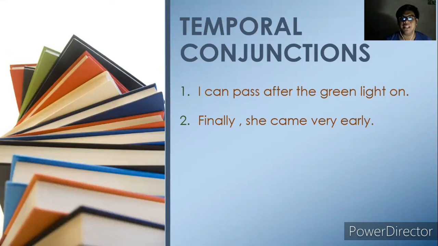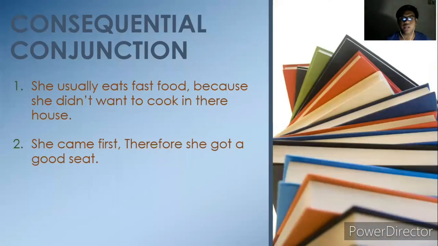The second sentence is, finally, she came very early. So the temporal conjunction used is finally. And then next, the last type of conjunction, which is the consequential conjunction. The sentence here is, she usually eats fast food because she didn't want to cook in their house.